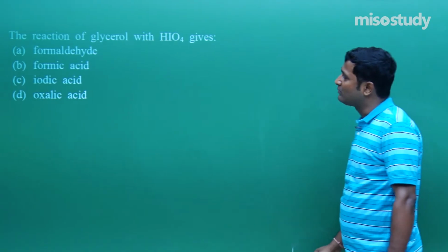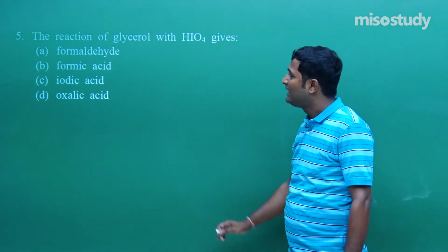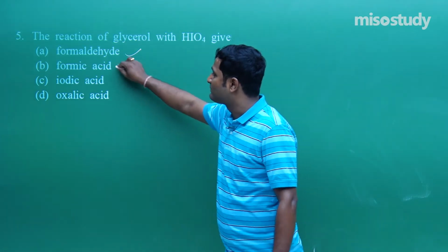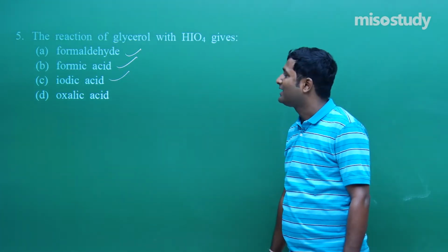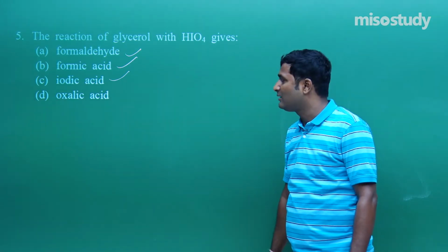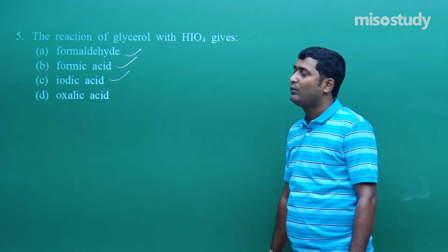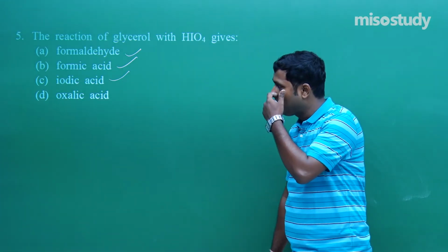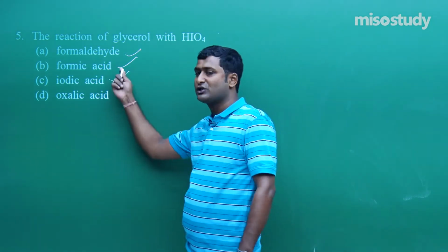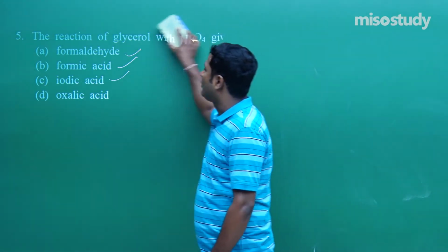Let's move to the next one. The reaction of glycerol with HIO4. It's very simple. That is formaldehyde. It gives formic acid. It gives iodic acid. Clear to you? That is HCHO, HCOOH. Clear? So the reaction of glycerol with HIO4 gives formaldehyde, formic acid and iodic acid. For question number 5, A, B and C are the correct options.